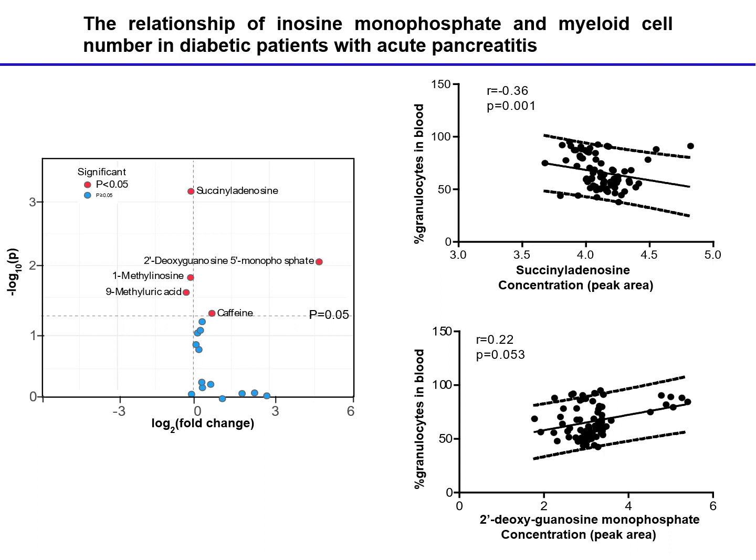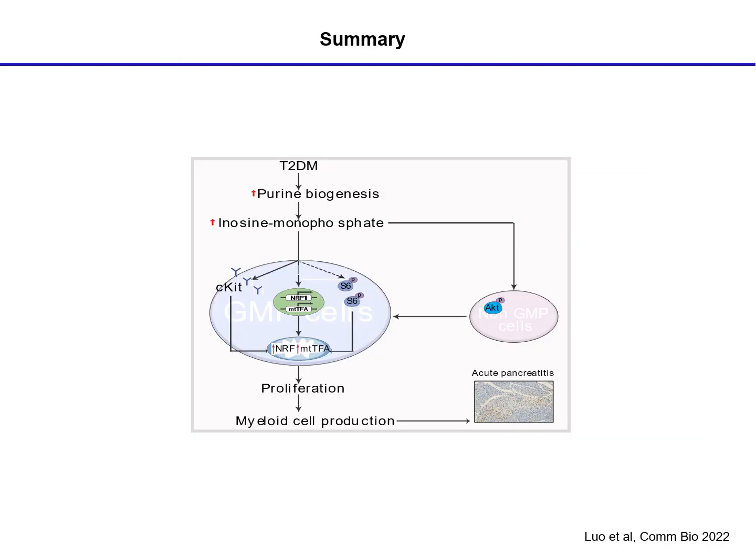They were succinyladenosine and 2-deoxyguanosine monophosphate. They were positively associated with granulocyte proportion in blood. Production contributes substantially to acute pancreatitis.